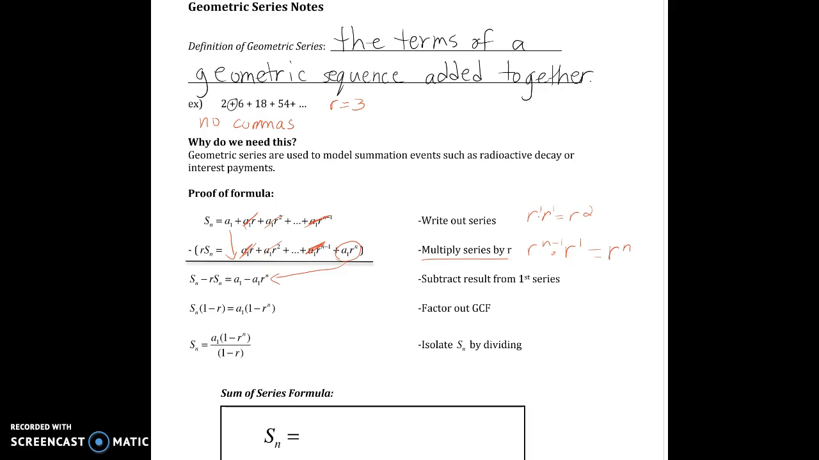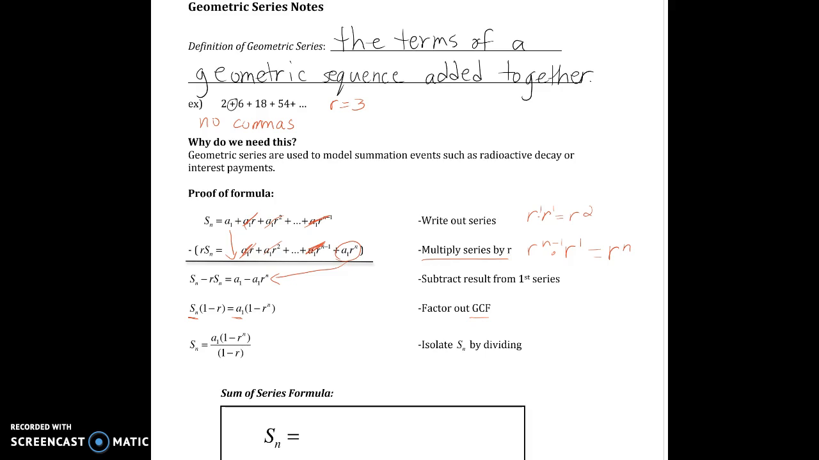Our fourth step is factoring out common multiples, GCFs. So we factored out the Sn and the a1 from either side. The goal is to get an Sn formula like we had for the arithmetic series, obviously very different than that formula. We're going to divide both sides by 1 minus r to get our final formula.